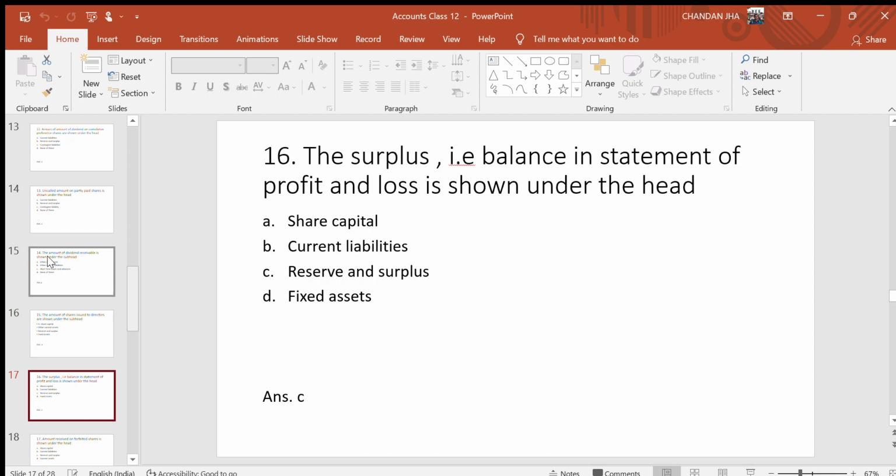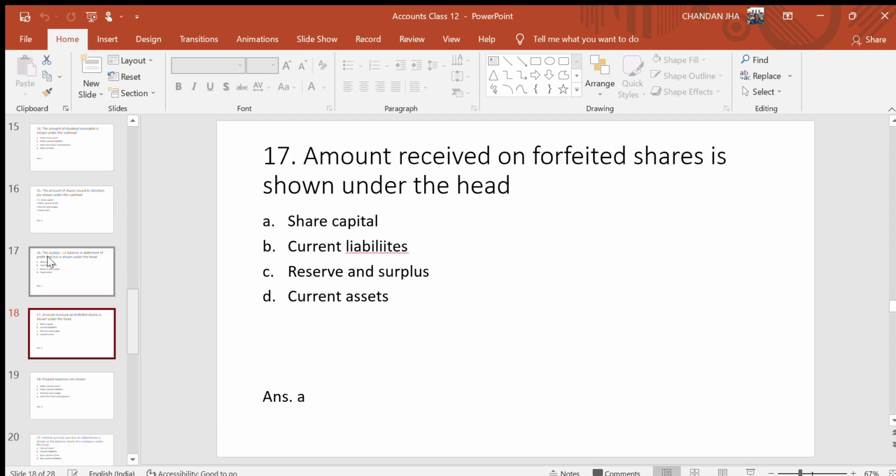Question number 16. The surplus that is balance in statement of profit and loss is shown under the head. Share capital, current liabilities, reserve and surplus, fixed asset. Reserve and surplus is the correct answer. Question number 17. Amount received on forfeited shares is shown under the head share capital, current liabilities, reserve and surplus, current assets. The correct answer is share capital.